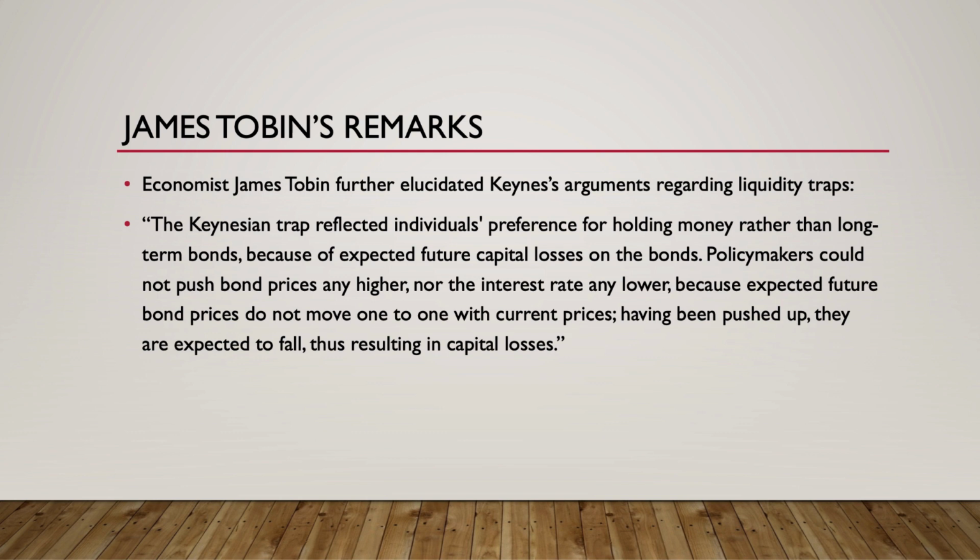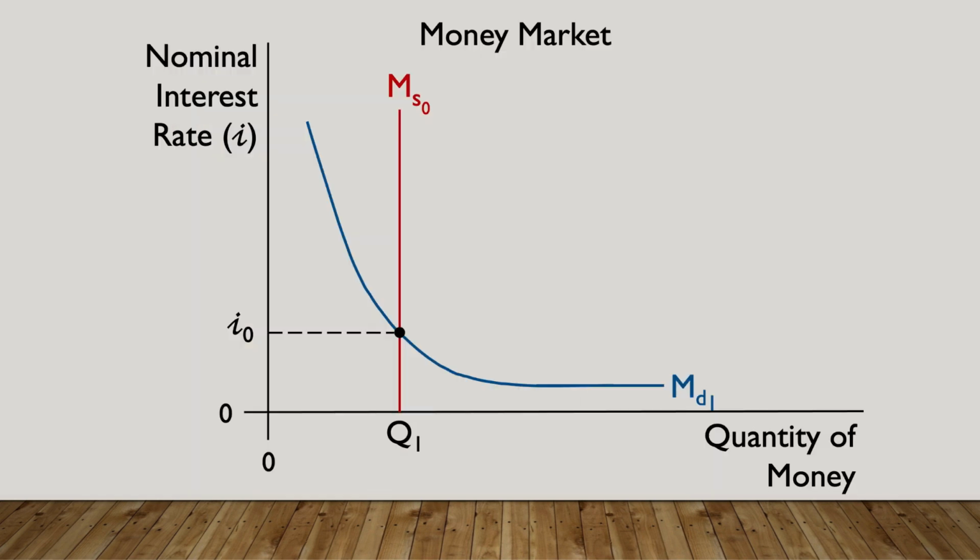Because expected future bond prices do not move one-to-one with current prices, having been pushed up, they are expected to fall, thus resulting in capital losses. The graph below depicts a money market with a liquidity trap. When the Fed initially increases the money supply from ms sub 0 to ms sub 1, it is effective in lowering the interest rate from I sub 0 to I sub 1.